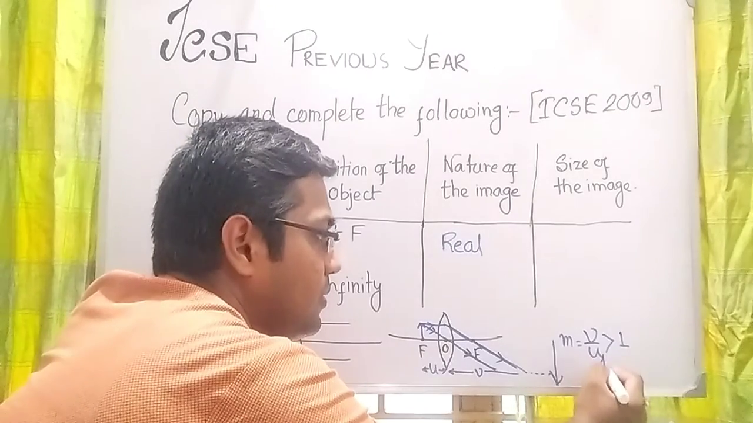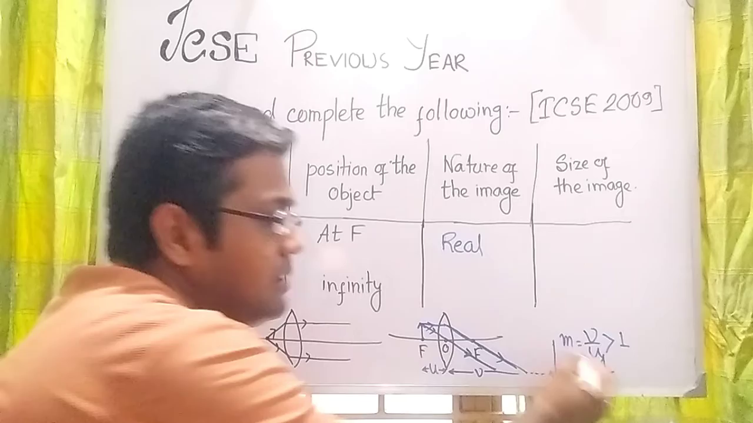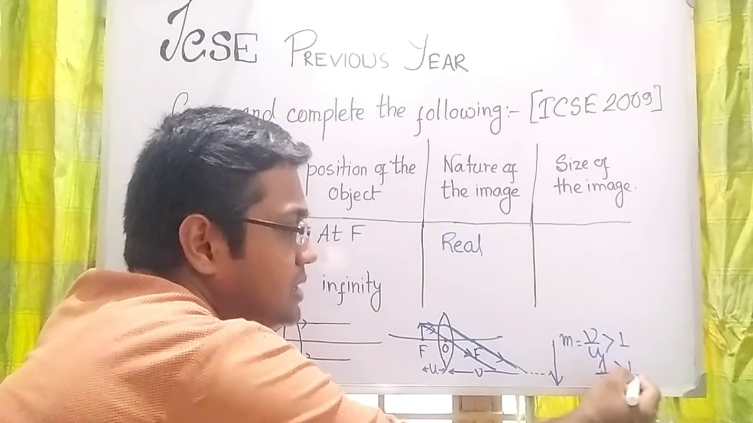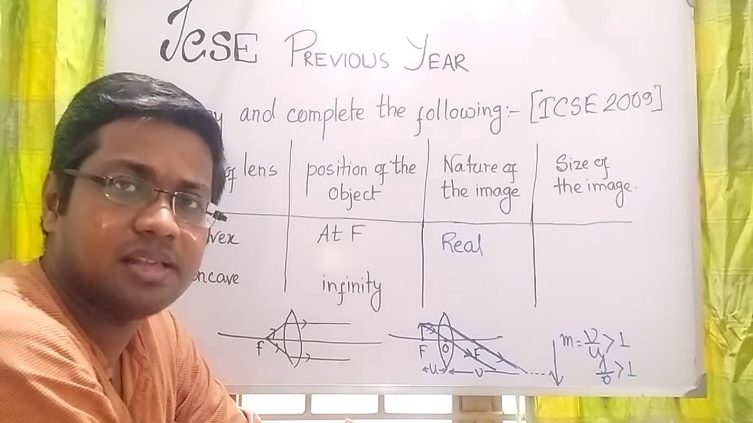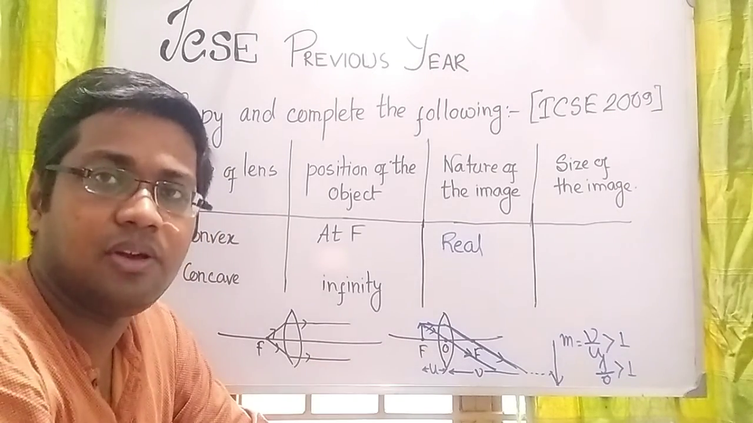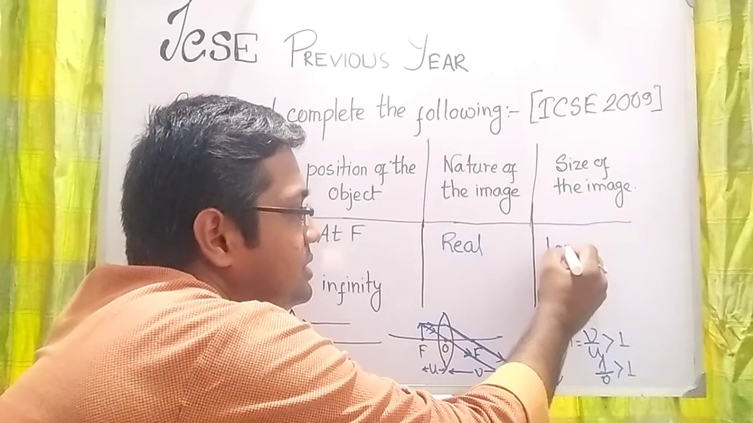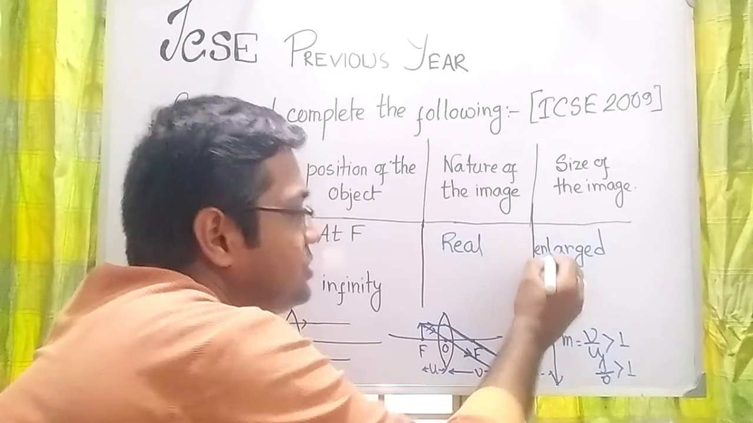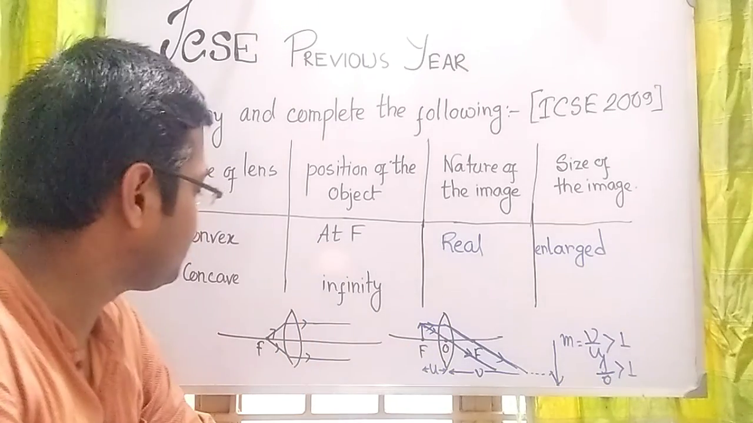So I by O, the size of the image to that of the object, is obviously greater than 1. So what is the size of the image? We can say the size of the image is magnified or enlarged. We have to write down the size of the image is enlarged or magnified. You can write down this way.